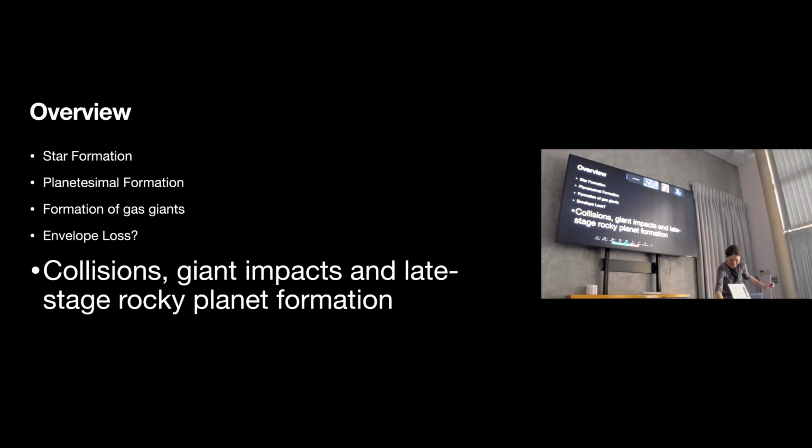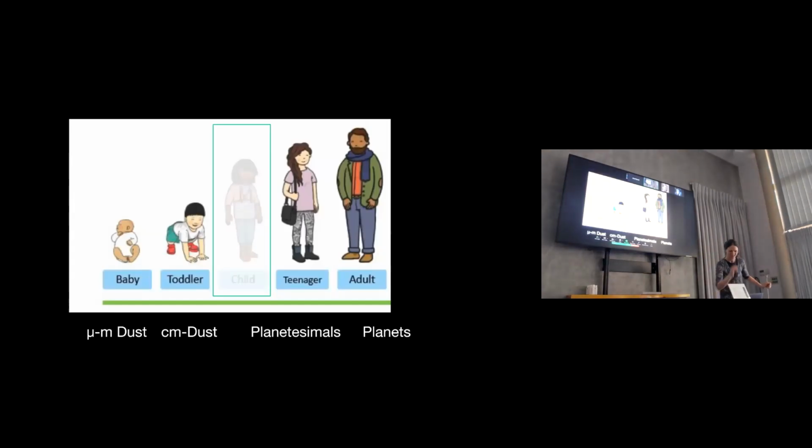No, okay. Yeah, so in my cartoon diagram, if we go back, we managed to get from micrometer-sized dust to centimeter-sized dust. We then skipped growing to anything bigger by directly forming these planetesimals collapsing out of the disk. And we now want to form these rocky planets from those planetesimals. So that's the part of the process we're on now.